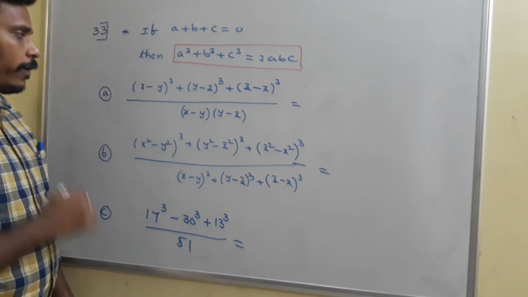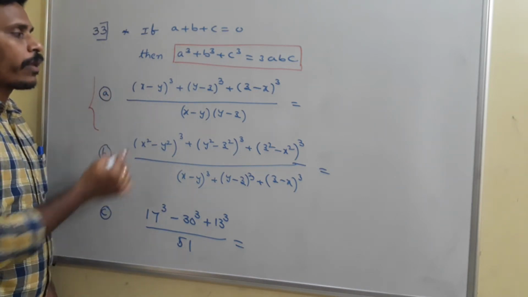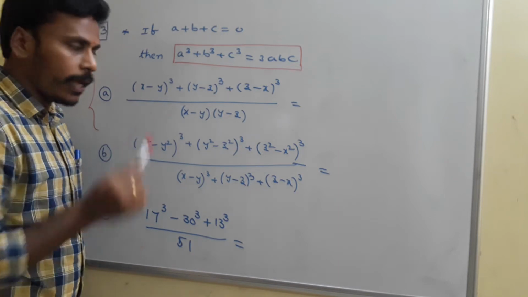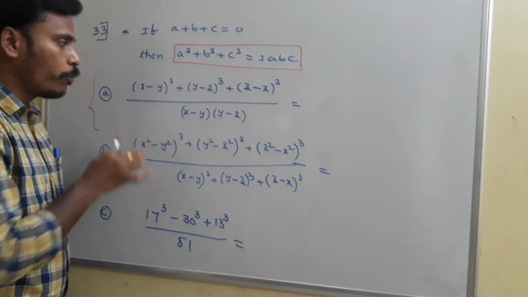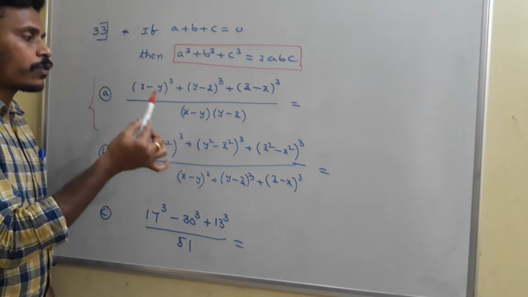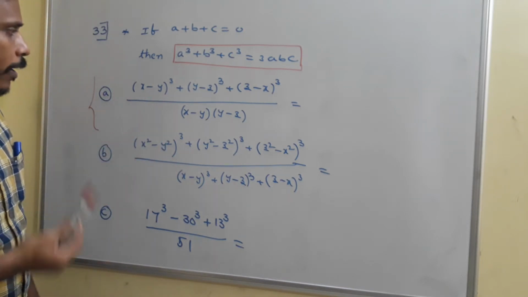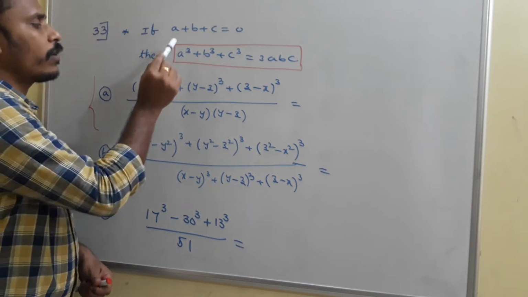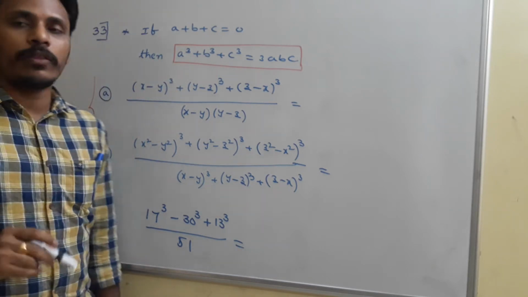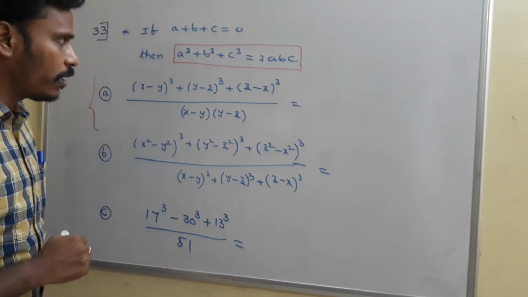Okay, just look there. Related to the first problem, x minus y whole cube plus y minus z whole cube plus z minus x whole cube divided by x minus y into y minus z. See how it works. How it works? Just have a look. If a plus b plus c is 0, then a cube plus b cube plus c cube is 3abc.